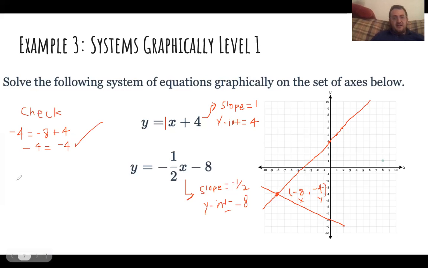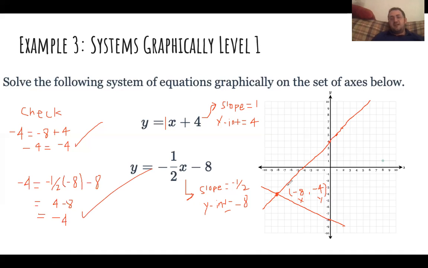And then I could try -4. And I want to see, does that equal -1/2 times -8 minus 8? And we see that you get 4 minus 8, which does equal -4 as well. So we're good. And that's how we know that we did it correctly. And you will want to make sure that you enter your answer on Delta Math as an XY coordinate.